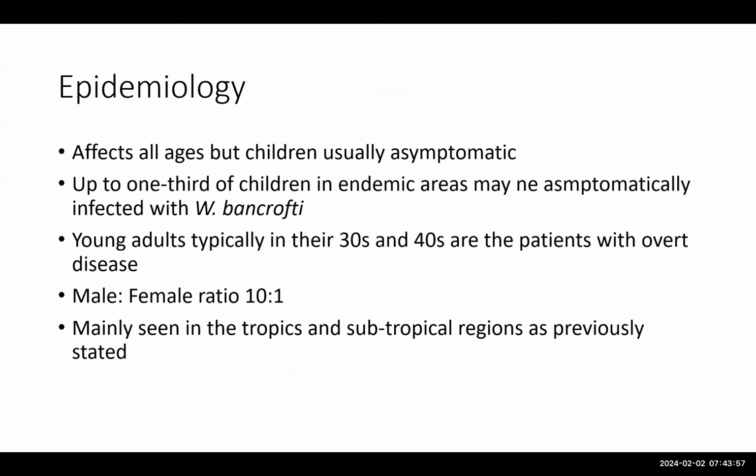So it affects all ages, but usually children tend to be asymptomatic till they get to their teens. Like we saw in our index patient, up to 1/3 of children in endemic areas may be asymptomatically infected with Wuchereria bancrofti. So even if they're asymptomatic, they are still reservoirs and contribute to transmission. Young adults are usually the patients with the overt disease and elephantiasis, which is kind of the end stage. It affects males more. There's a 10-to-1 ratio. So one of the few diseases that has a 10-to-1 ratio, with males being more prevalent.